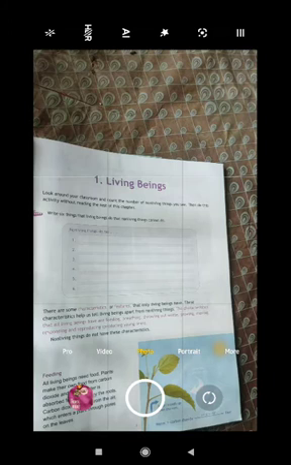Just the contrary, the opposite, falls under the non-living things. Wherever these characteristics are not present, those things are known as non-living things. Now the feeding part, as I have said in the characteristics, is already given. Let's see the feeding part.